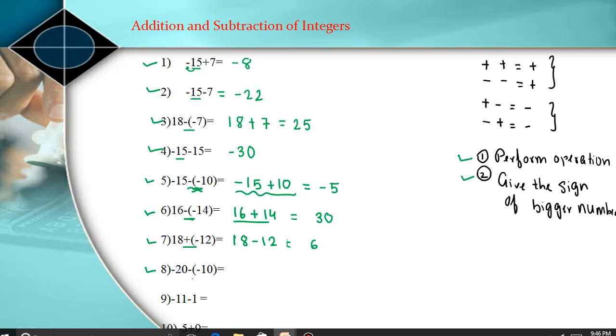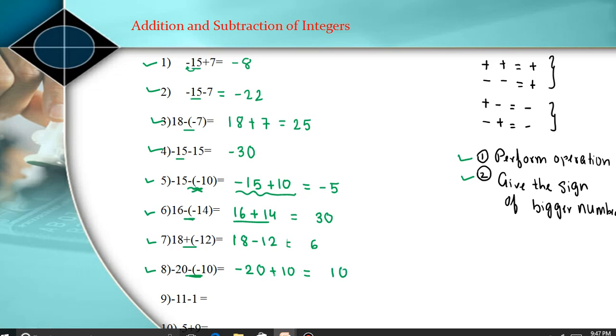Again, see the 8th question. First of all, we'll solve this bracket. So minus 20 will remain as it is. This minus into minus becomes what? Plus. So minus 20 plus 10. Now children, minus plus becomes minus. So 20 minus 10, it will be 10.